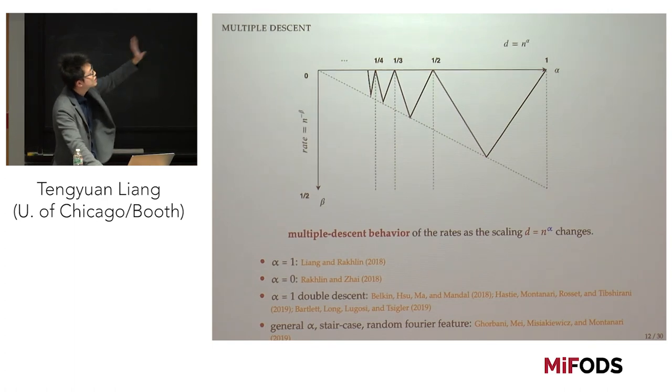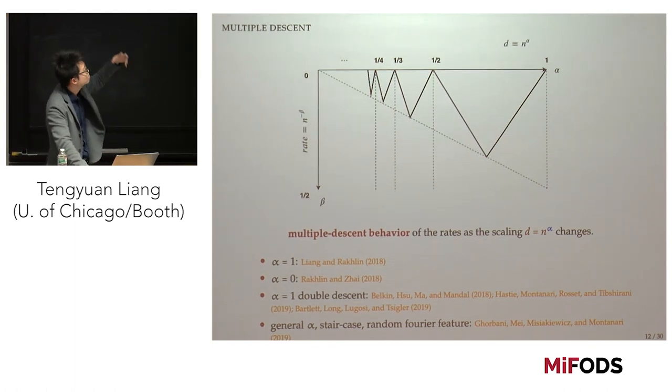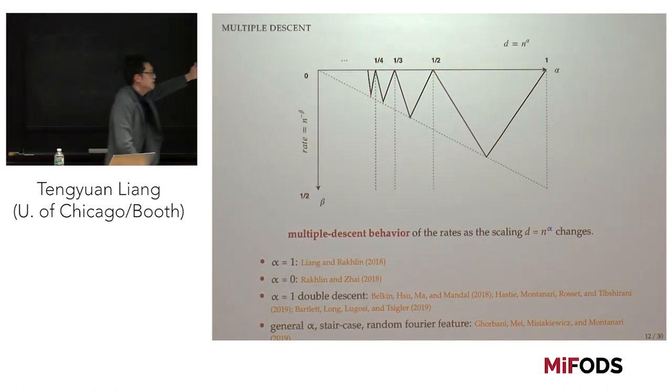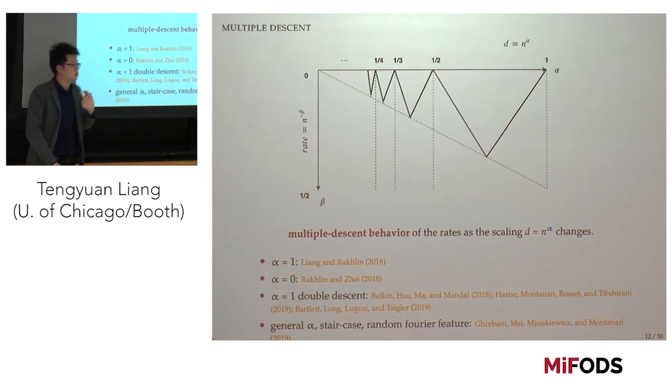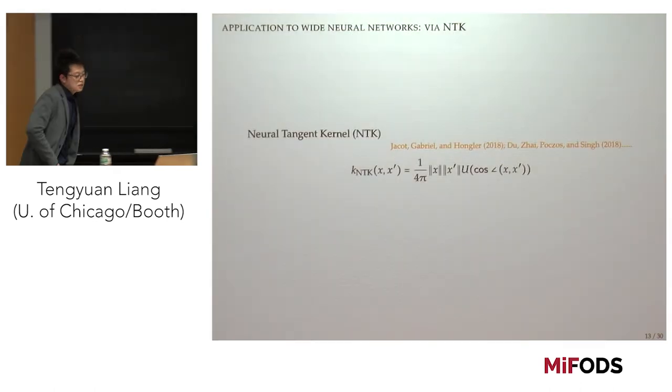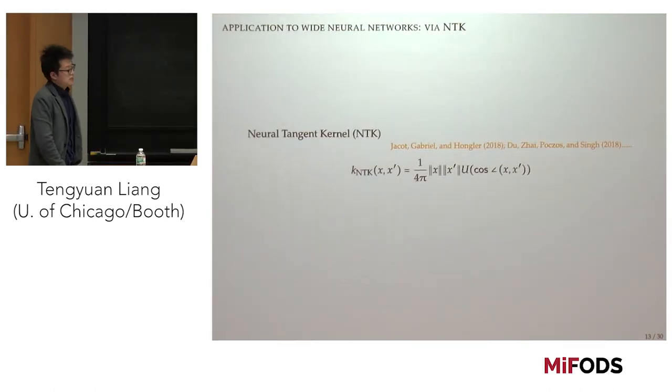But the result is not in terms of multiple descent. It can be translated to some scenario, but not with the case when Y has additional conditional noise. OK? Any other question? Yes.